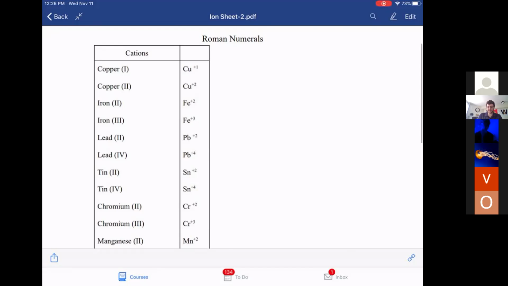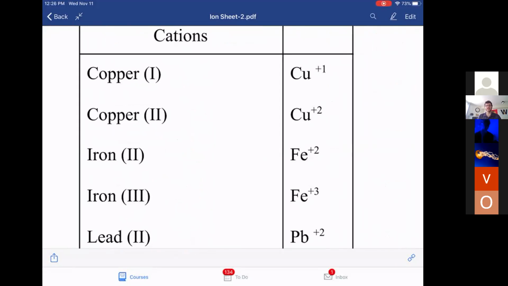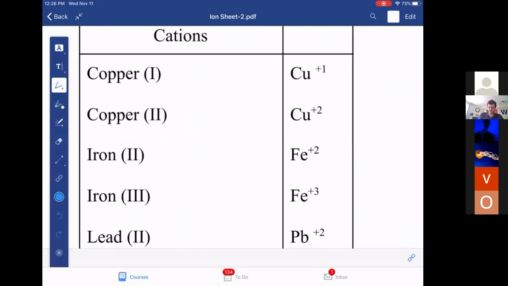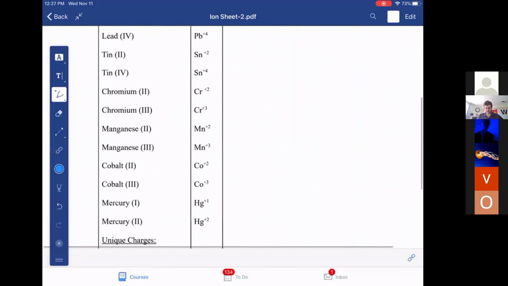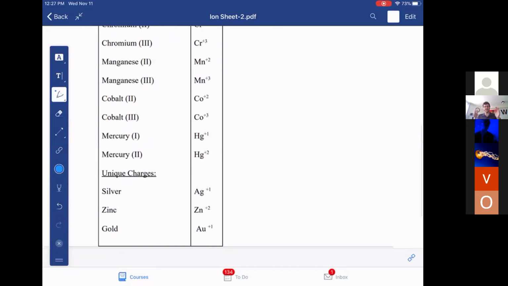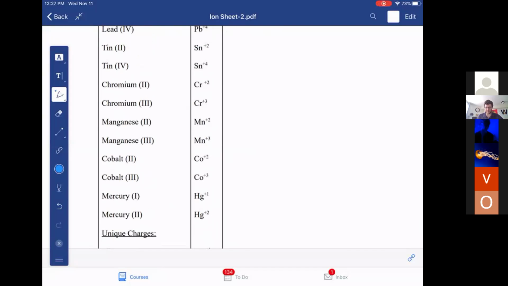So if we're looking at this, these Roman numerals mean that there could be more than one valence electron, or more than two valence electrons. If we were to draw these, this Cu, copper, has one valence electron that it's going to lose, but this copper has two valence electrons that it's going to lose. So that Roman numeral just tells you how many valence electrons you're going to lose. There are multiple for these. Keep these names in your mind: copper, tin, chromium, manganese, cobalt, mercury.